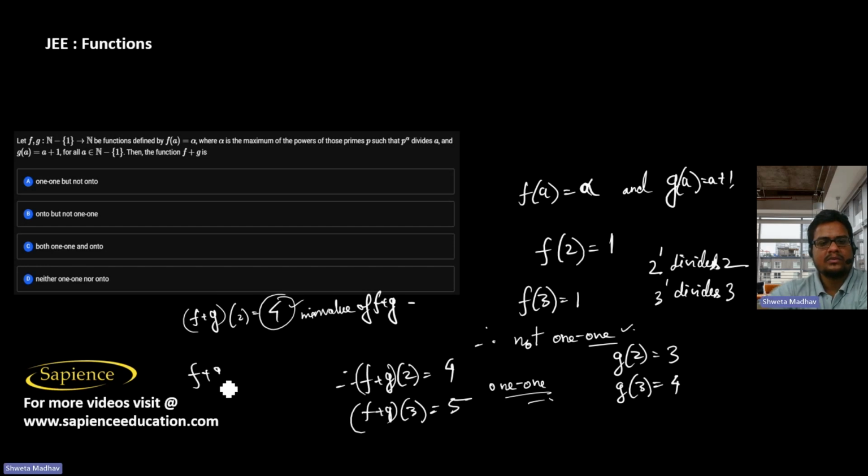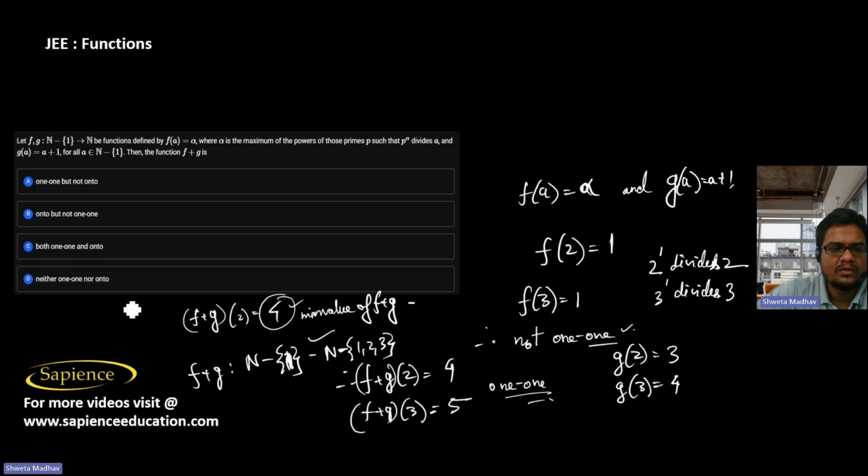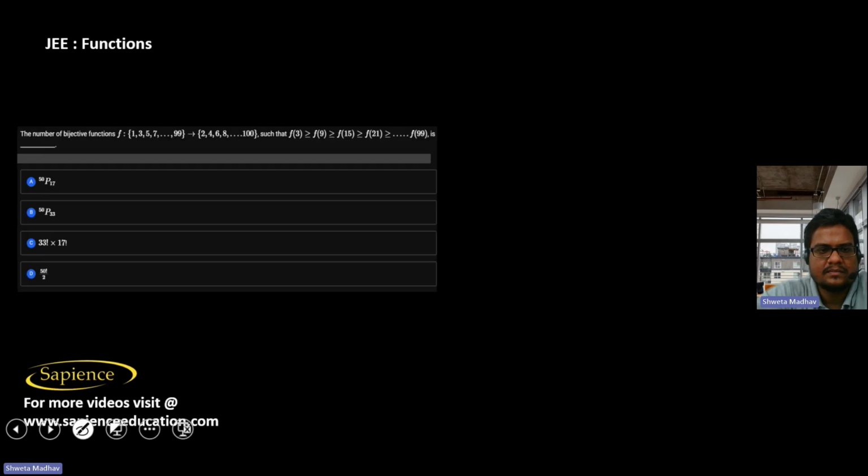Now here it has been told that f plus g also will map from N minus 1 to N. But here if you take N minus 1 to N, we get all natural numbers except 1, 2, and 3. So then it will be onto. So it means that f plus g is one-one and also onto. So it is both one-one and onto. So option C is the correct answer.